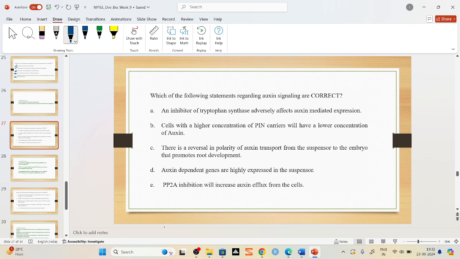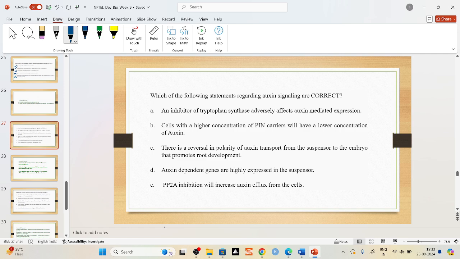Okay. Now the next question is: which of the following statements regarding auxin signaling are correct? A. An inhibitor of tryptophan synthase adversely affects auxin mediated expression. B. Cells with a higher concentration of PIN carriers will have a low concentration of auxin. C. There is a reversal in polarity of auxin transport from the suspensor to the embryo that promotes root development. D. Auxin dependent genes are highly expressed in the suspensor. And E. PP2A inhibition will increase auxin efflux from the cells.